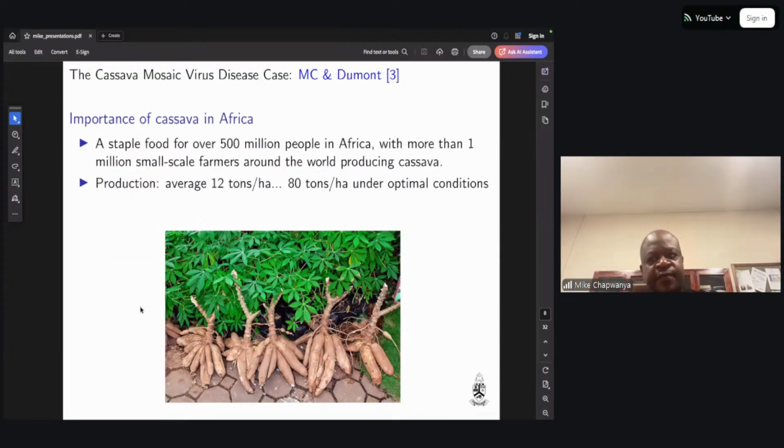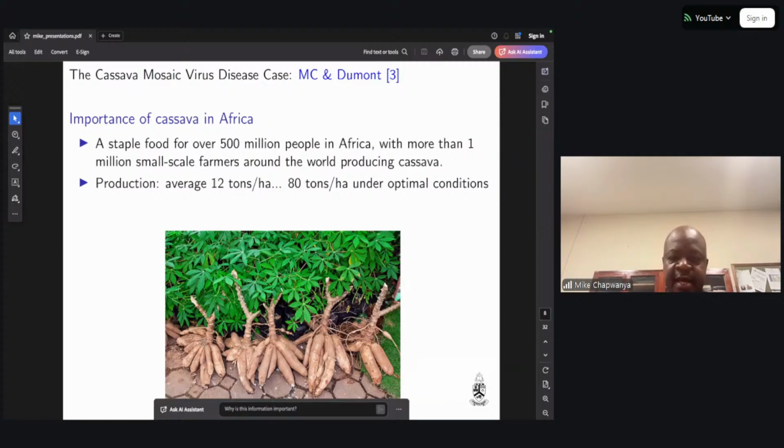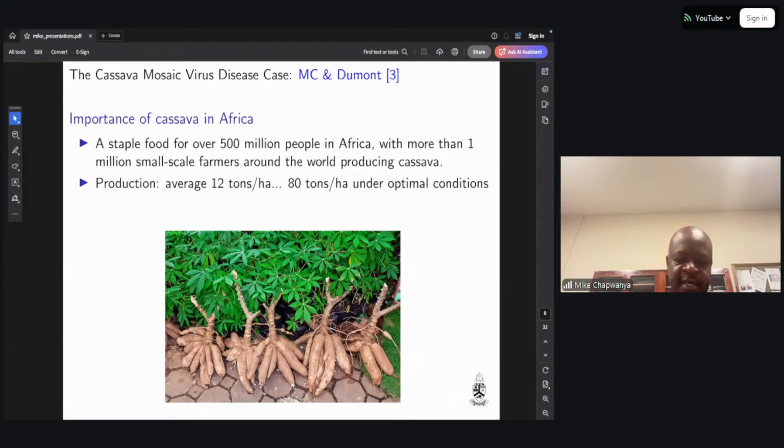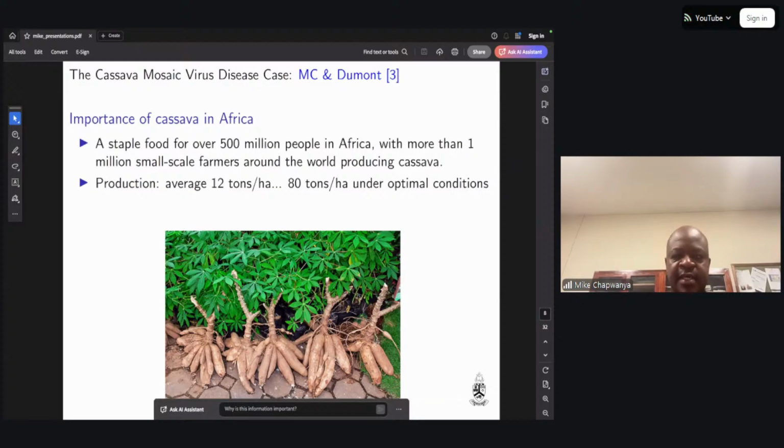So I will summarize some of the works that we have done. In this case, this was the cassava mosaic virus. So it affects cassava, and in particular, from that picture, people are interested in the tubers, those roots, because those are the ones that they need for food. And once the plant is affected by the cassava mosaic virus, these tubers tend to disappear, or you don't have much of that. So it's affecting the production.